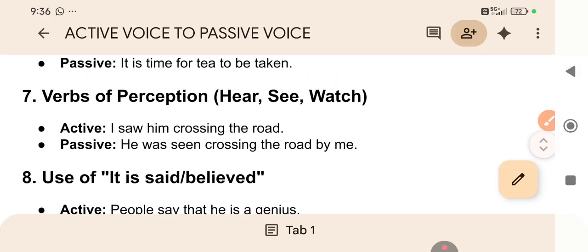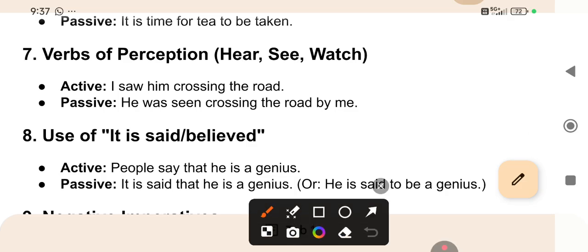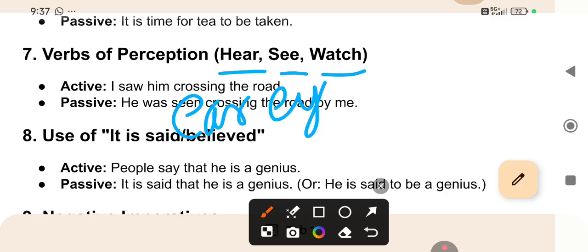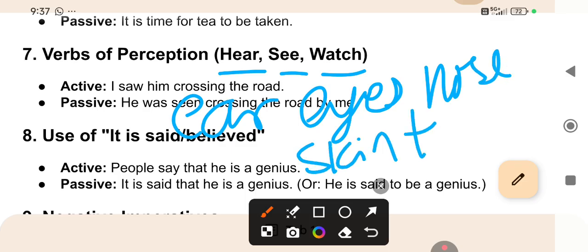Now verbs of perception. Five sense organs we have, right? Ear, eyes, tongue, nose, and skin. Ear, eyes, nose, skin, and tongue. These are the five sense organs.